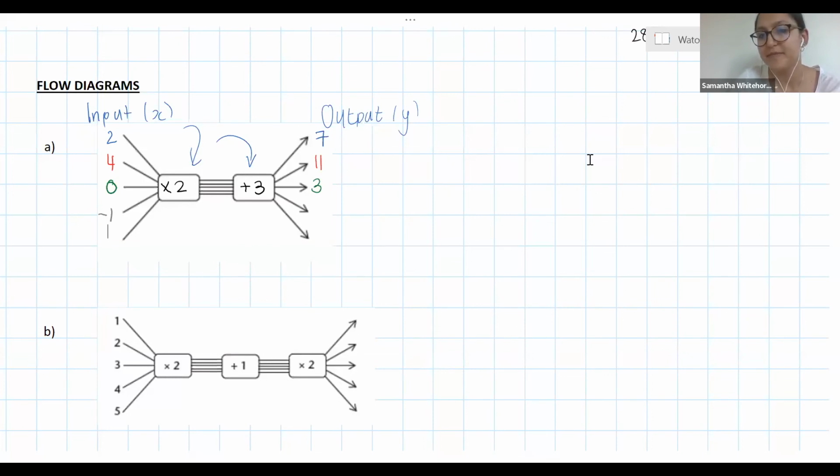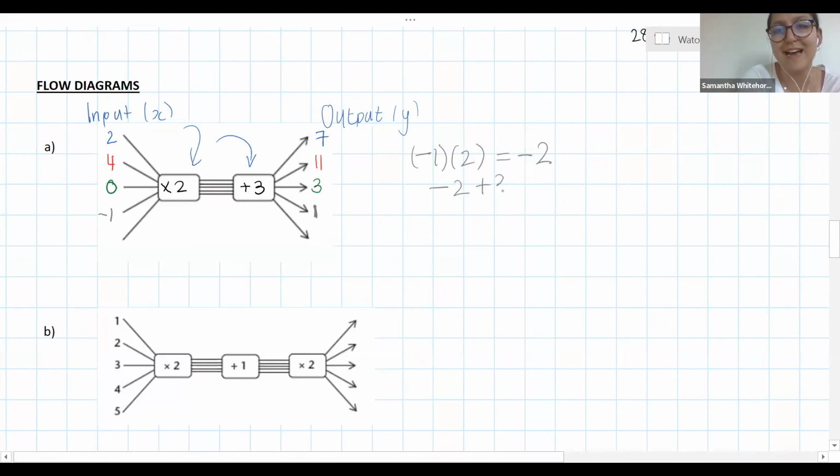-2 plus 3. It's 1, ma'am. 1. How, ma'am? So if we take a -1, okay, -1 times +2, we get a -2. If I now take -2 and add 3 to it, I'm going to be left with a 1.